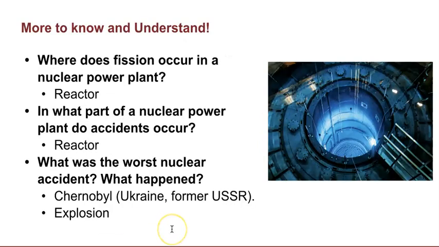All right, so some questions to know. First of all, where does nuclear fission occur? It's in the reactor, and that's what this looks like. This is a nuclear reactor in a power plant. This is also where accidents occur, and you need to know the worst one was Chernobyl.